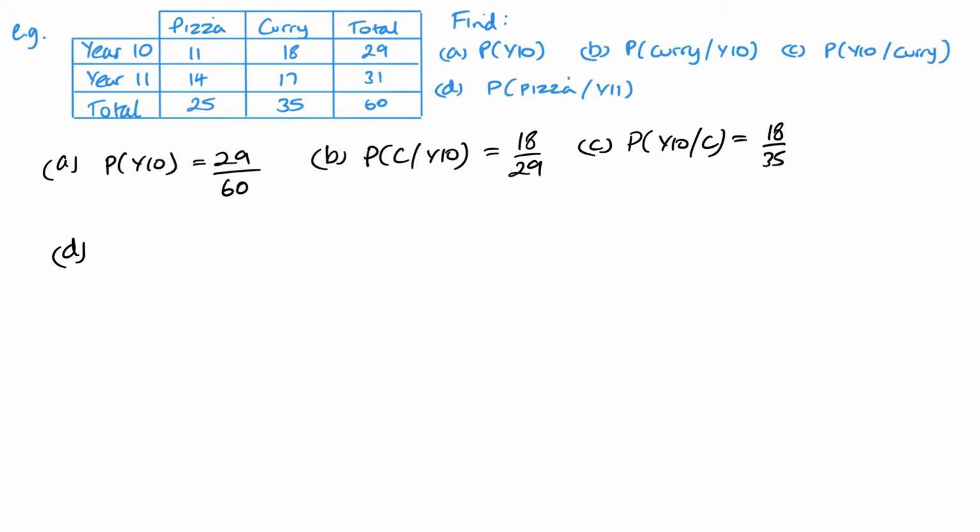And then finally D is pizza given it's a year 11 student. Again, locked into the year 11s. Pizza's 14, so 14 over 31. And that's all there is to it. Of course, you might also have to create your two-way table from the question, so I'll do that with the question I'm going to give you to have a go.